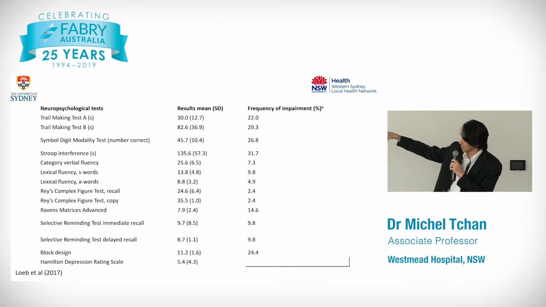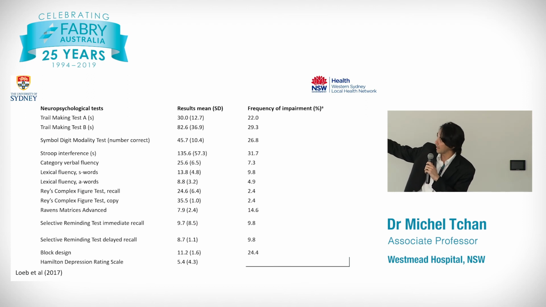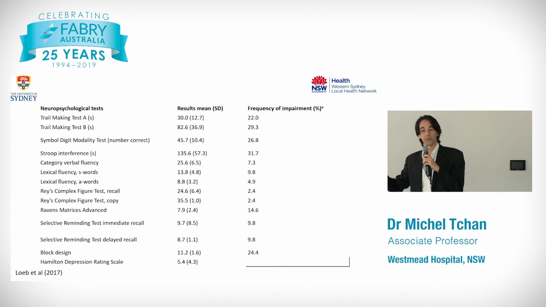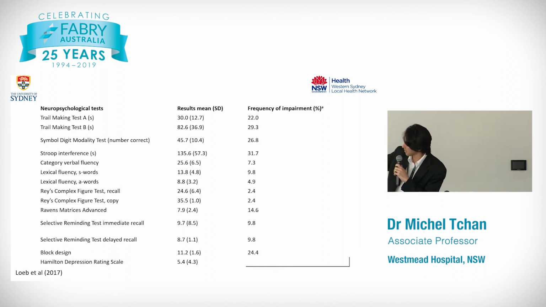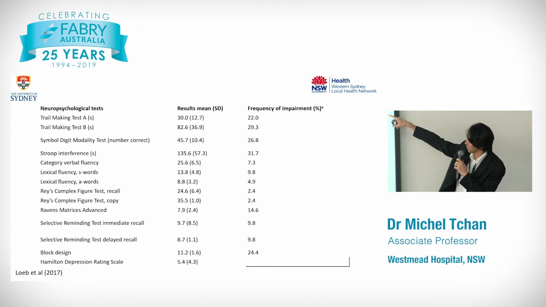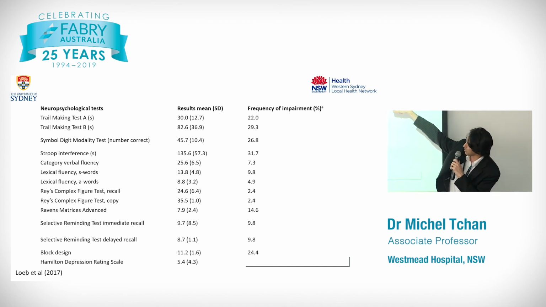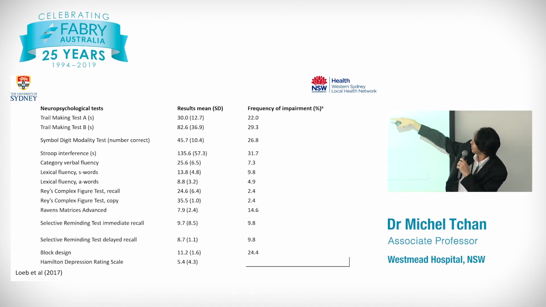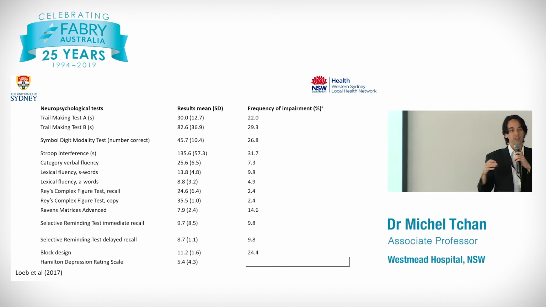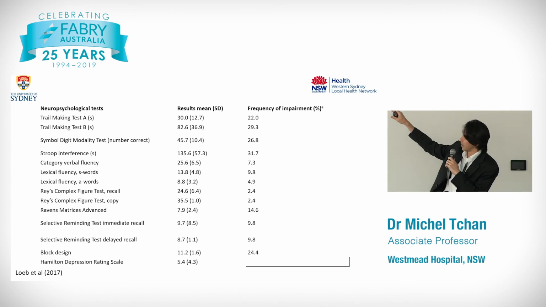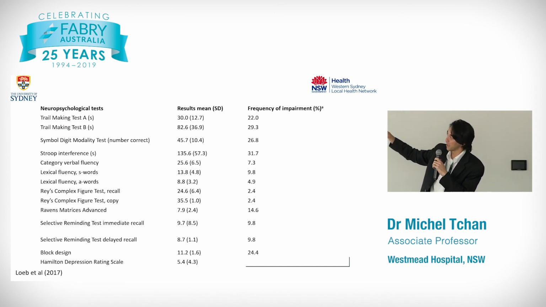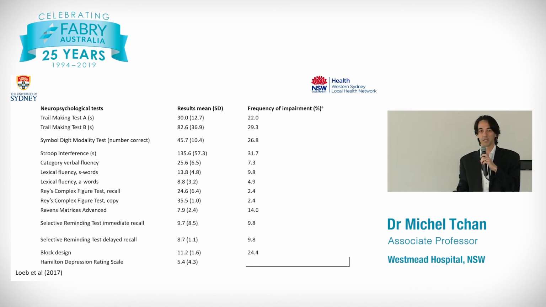This table just looks at the various different ways that we can measure the way people think. So this column on the left is the different types of tests. And what I just want to draw your attention to is this number here, which is the percentage of people with Fabry who did that test and had a performance in the lowest 10%. So in the Fabry cohort, there was about 20% of patients in the trail-making test performed in the lowest 10% of the general population. So that's sort of how to interpret that.